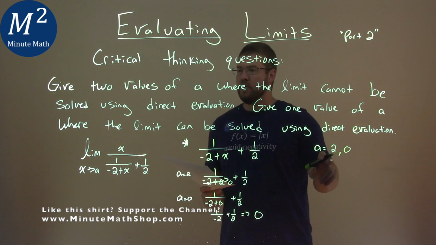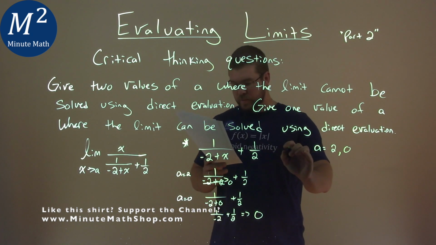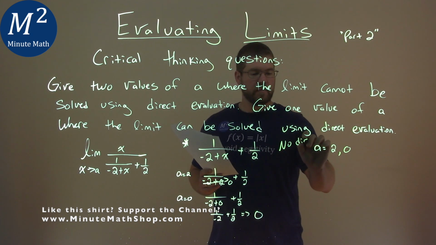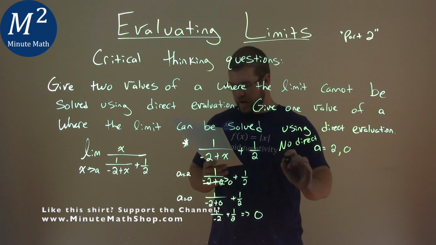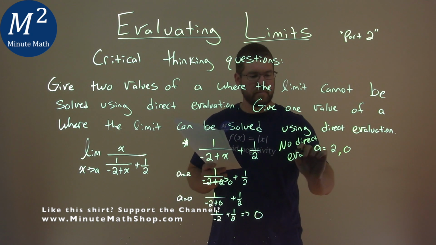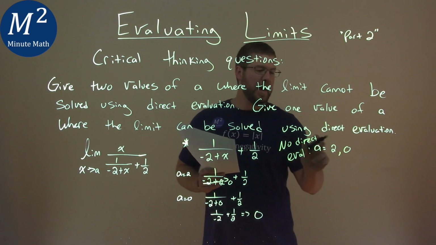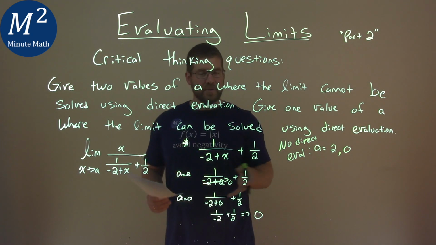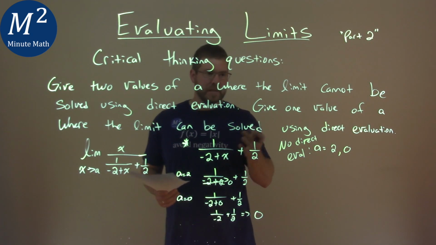So our two values, we cannot use direct evaluation, would happen at a equals 2 and 0. We cannot plug directly in those two values because it causes a division by 0.